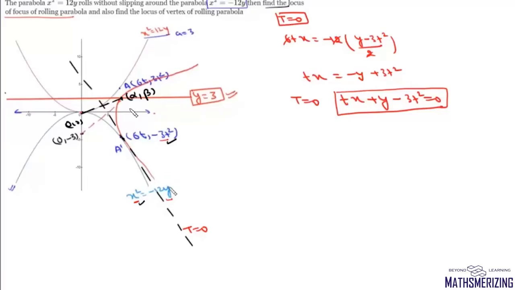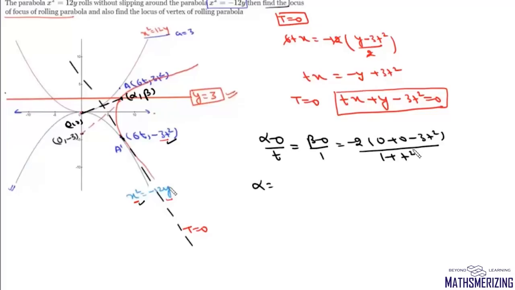So we'll reflect the origin about this line. Then we can write (alpha minus 0) upon t equals (beta minus 0) upon 1, and this is minus 2. If we put x and y as 0, it will be (0 plus 0 minus 3t square) upon (1 plus t square). So we can write alpha as 6t cube upon 1 plus t square, and we can write beta as 6t square upon 1 plus t square.